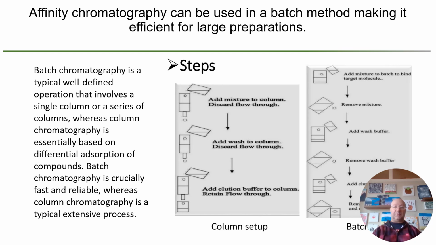Now, we've already talked about this, and one of the prime strengths of affinity chromatography is it can be used in a batch method. So you can actually take the resin that you have conditioned in your binding buffer, mix it in a centrifuge tube or a centrifuge bottle, and batch bind and do your primary washes of your lysates, let's say, in a batch method using centrifugation, which is a very fast method, especially for large purifications.